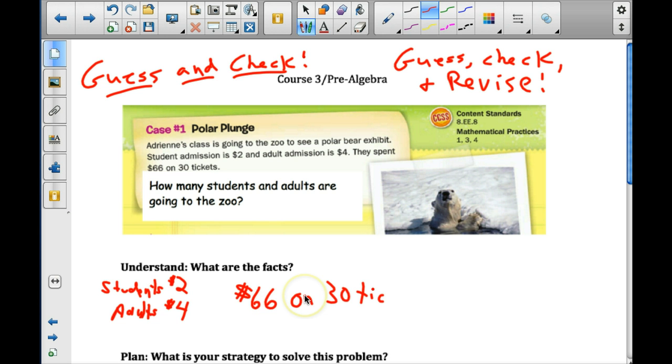Did they spend exactly $66? Did they buy exactly 30 tickets? We're going to guess and check with how much each of them cost. Exactly $66 spent and exactly 30 tickets purchased. Okay? This is the typical guess, check, and revise situation.